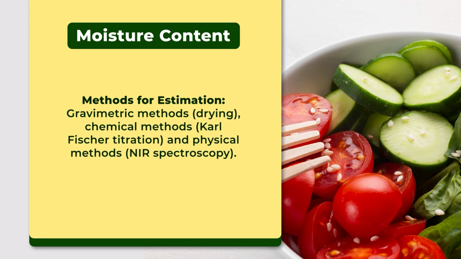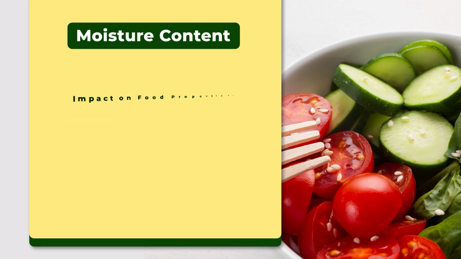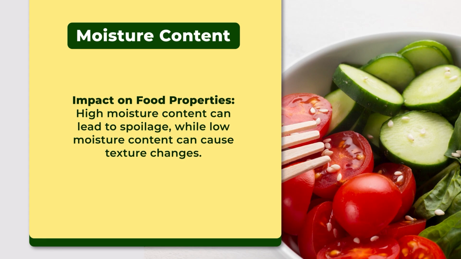The methods we have explained already: we can estimate by the gravimetric method or drying method, then the Karl Fischer method. These are the methods. They are important so that we can control the moisture content during processing and storage. The lower the moisture, the better. But high moisture can lead to spoilage, while low moisture can also cause textural changes.